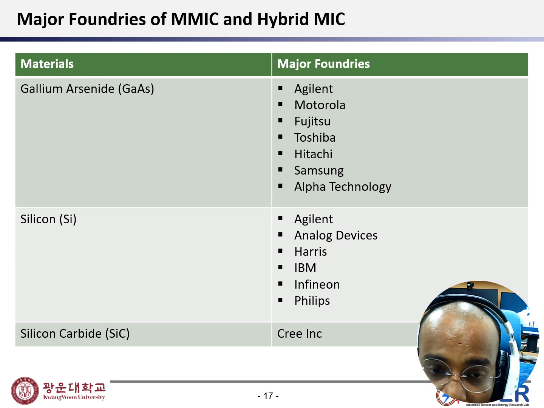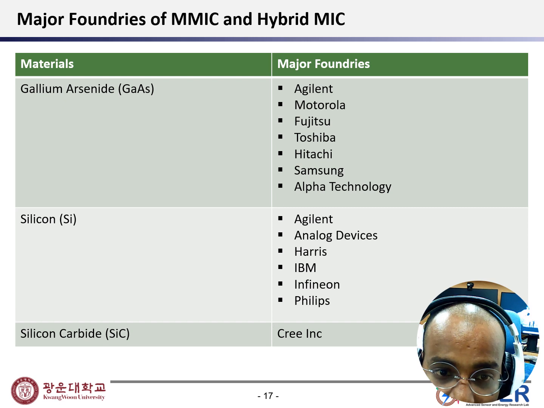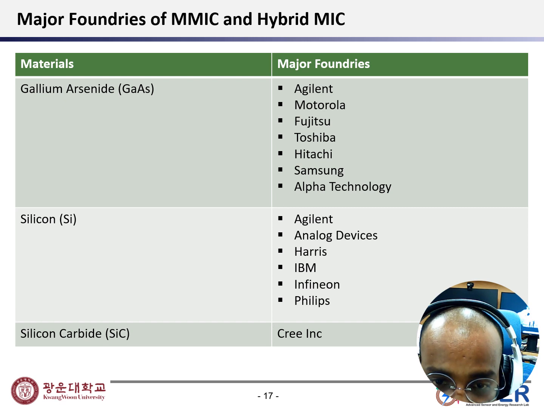The major companies involved in manufacturing MMIC and hybrid MIC: gallium arsenide devices are manufactured by Toshiba, Hitachi, Samsung, Alpha Technology, and Motorola, whilst the major companies manufacturing silicon-based MMIC are IBM, Philips, Harris, and Analog Devices, whereas for silicon carbide, the major company manufacturing MMIC is Cree.